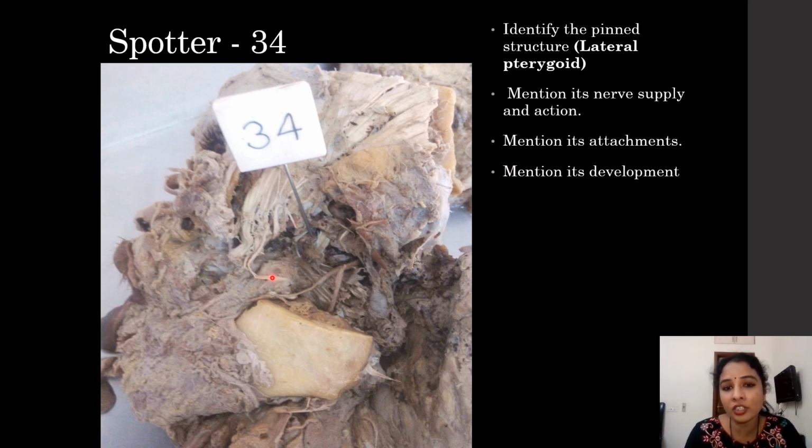Insertion: it runs horizontally posteriorly towards the TMJ, the temporomandibular joint, and it gets inserted below the condyle, the head of the condyle, where it is called the pterygoid fovea. The point of insertion is called the pterygoid fovea. Part of the muscle also continues as the intra-articular disc, which is a disc present within the temporomandibular joint. So that is about the insertion of lateral pterygoid. As for development, as we all know, it gets origin from the first pharyngeal arch, the mandibular arch.